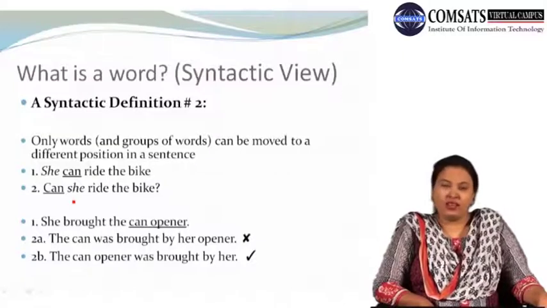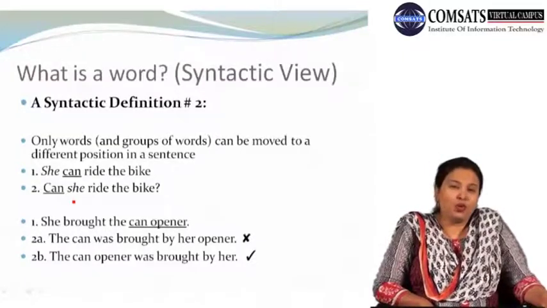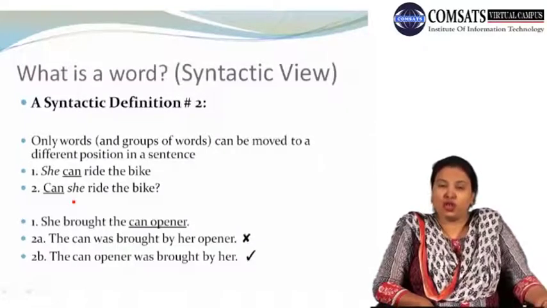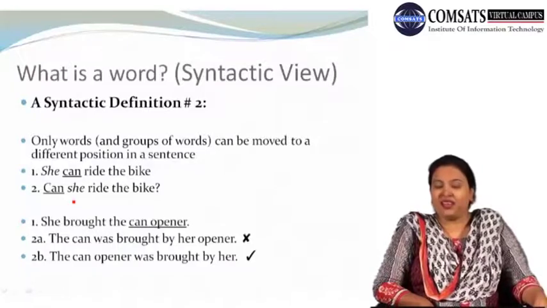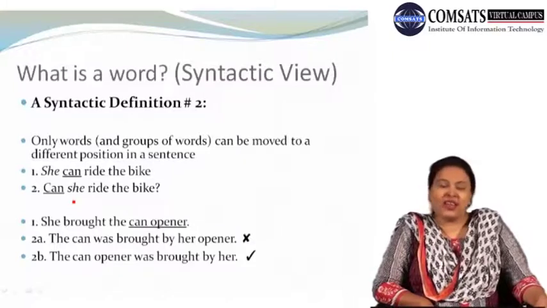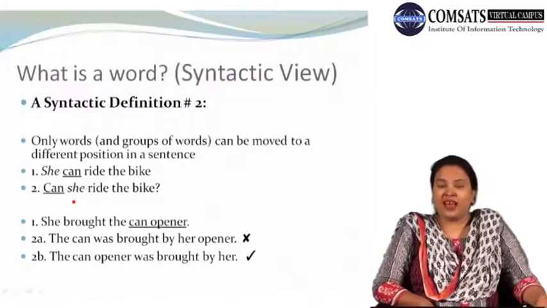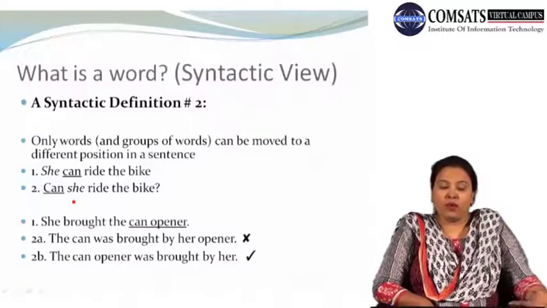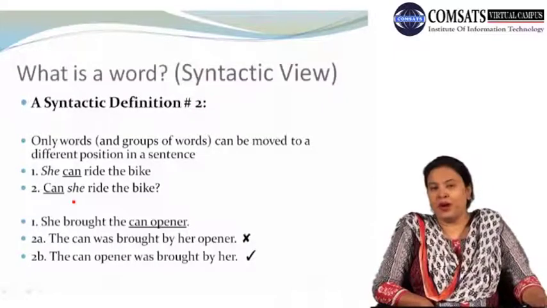She can ride the bike. Now to make a question statement, I can say, can she ride the bike? Now I have changed the position of can. I have moved the entity can from the second place to the first place to make a question. So I can accept the word can as a word according to this definition. Now another example is for passivization, like she brought the can opener.